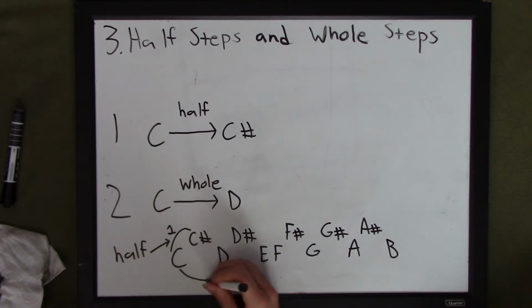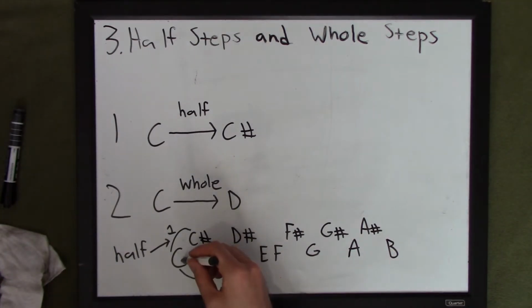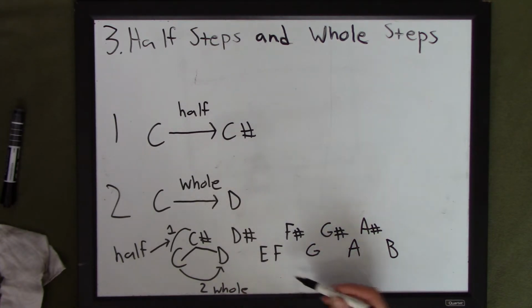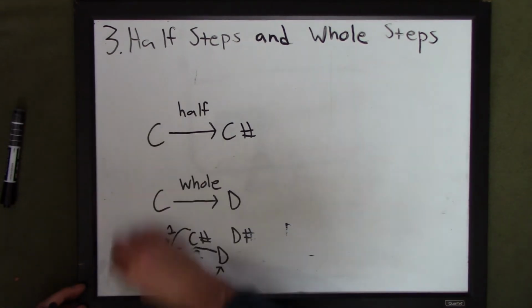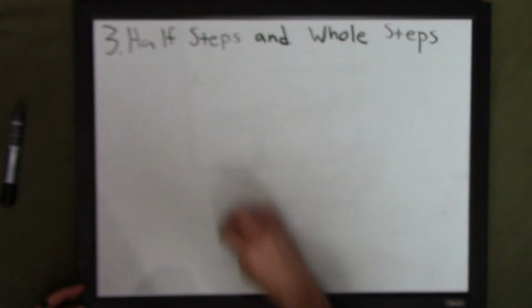But if I keep going on to D, from C to D would be a whole step because I have to go C, C sharp, D. That's 2 over. That's 2 to the right, so to speak, or 2 higher. So you just have to remember that. A half step is one motion, one change, one switch, whatever, higher or lower. A whole step is 2.